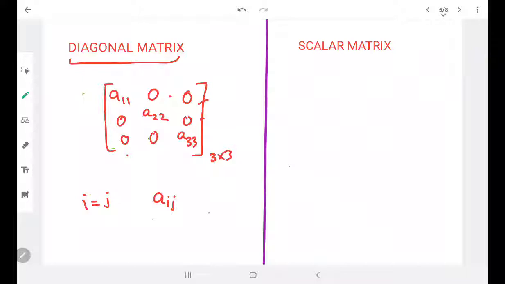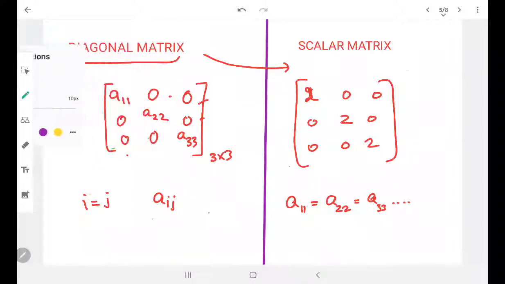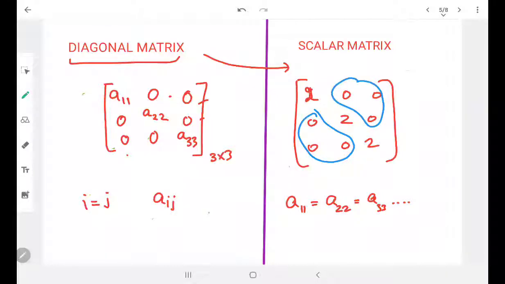Scalar matrix, a special case of a diagonal matrix where all of these, A11, A22, A33 and so on, are equal. For example, I am writing here 2, here also 2, here also 2. So this is a scalar matrix. It is a diagonal matrix because all the non-diagonal elements are 0, and the diagonal elements are equal.